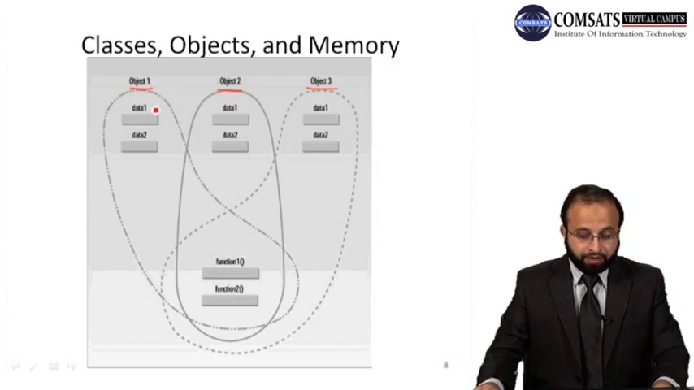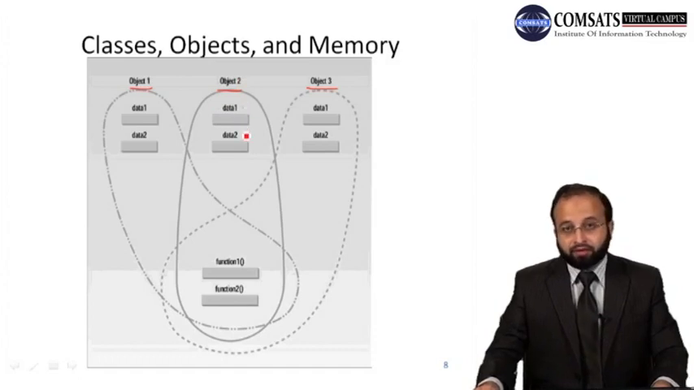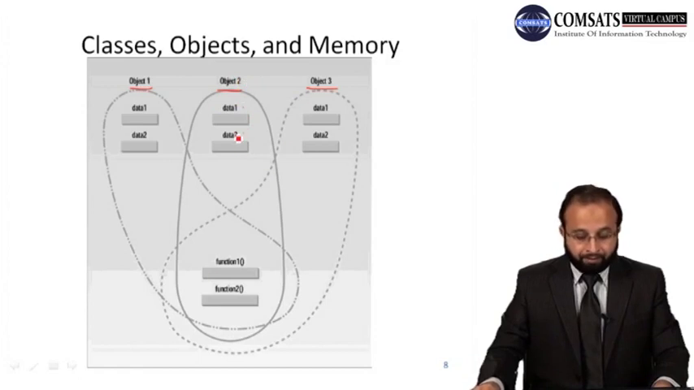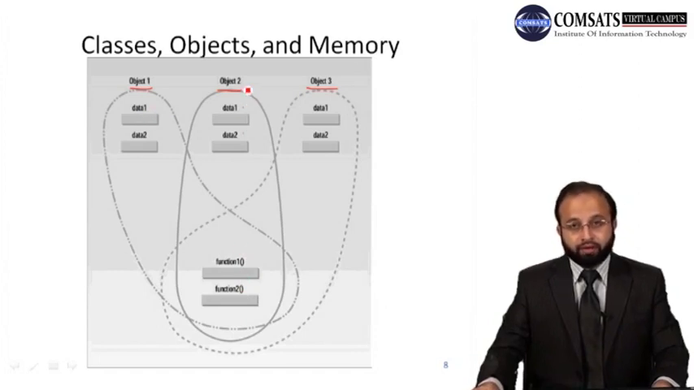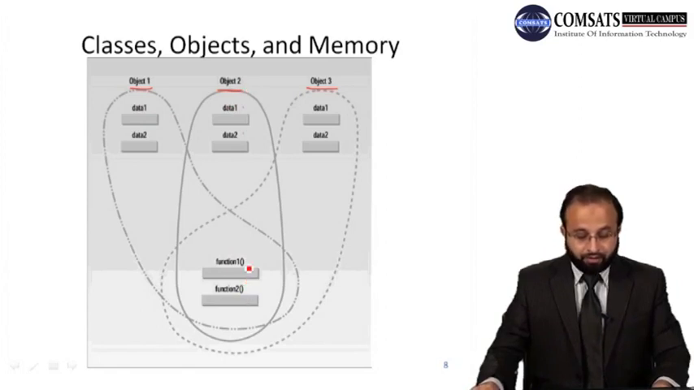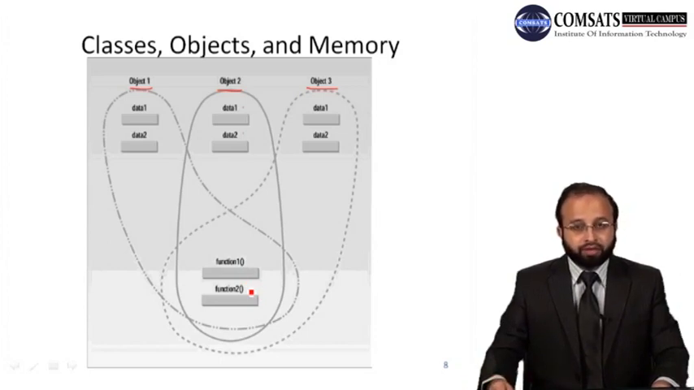In the class definition we have data 1 and data 2. When object 1 is created, data 1 and data 2 are the variables for object 1. When object 2 is created, data 1 and data 2 are the variables for object 2. But the functions are shared, so we have the same copy of the function. When object 1 calls the function, if function 1 or function 2 uses data 1, then it is the data of object 1. If object 2 calls function 1 or function 2, then data 1 and data 2 are of that object, right?